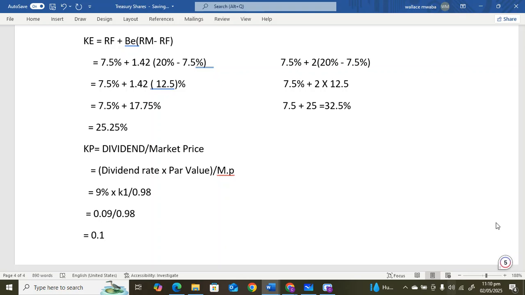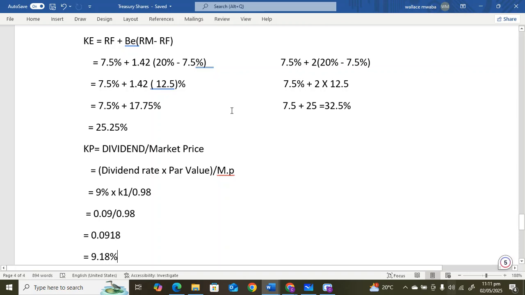0.0918. Then if you multiply it by 100 to convert it into a percentage, it becomes 9.18%. So this is the minimum return that can make preference shareholders happy, 9.18%. These costs are just the returns that will make these people happy.